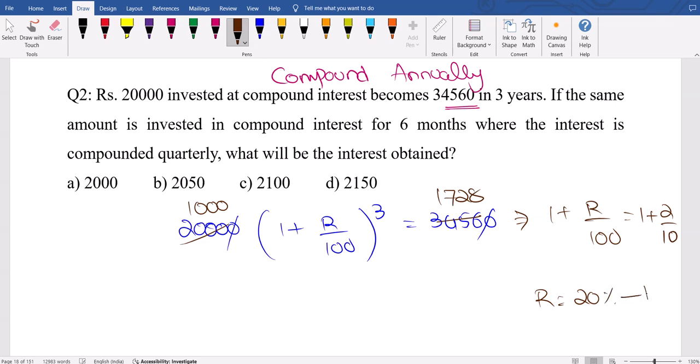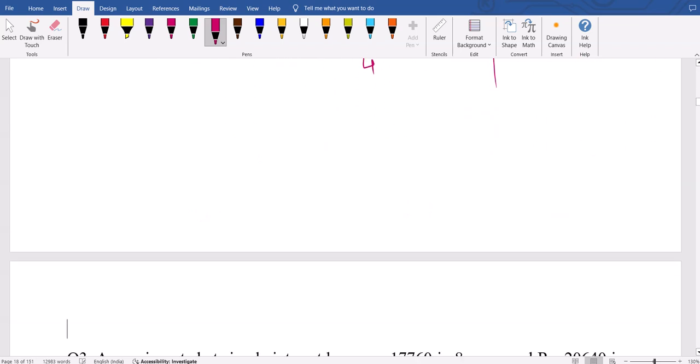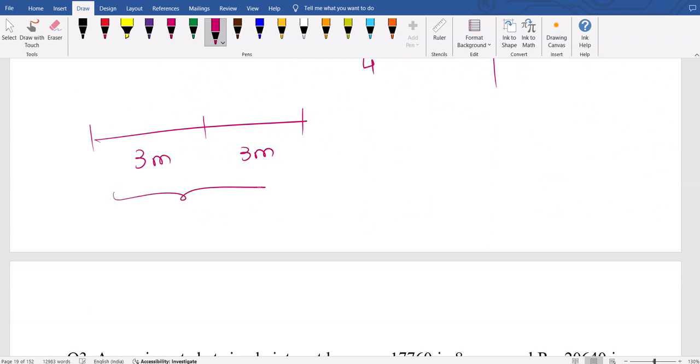This is for 1 year. Rate of interest is 20% for 1 year. But quarterly means the rate of interest is 5% for a quarter, 1 by 4th of the year. Now for 20,000, we have to apply quarterly for 6 months. 6 months means there are 2 quarters in the span of 6 months. So first 5%, next 5% you have to apply for the 6 month time duration.